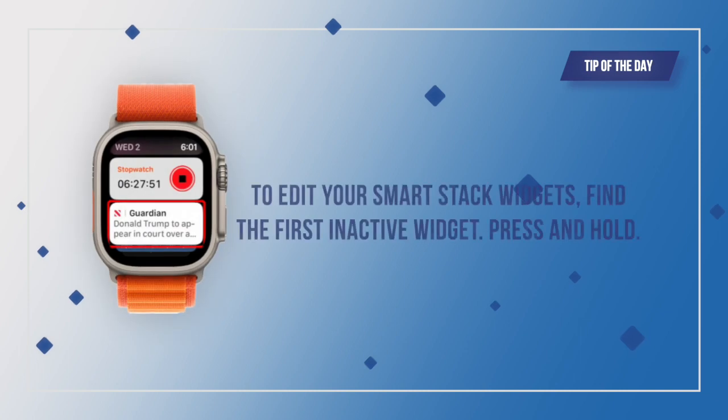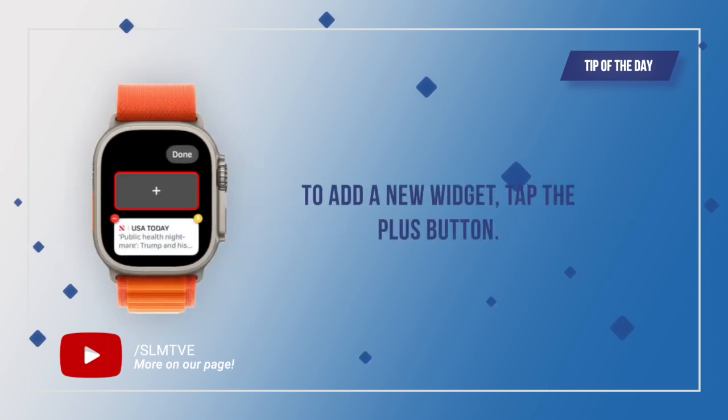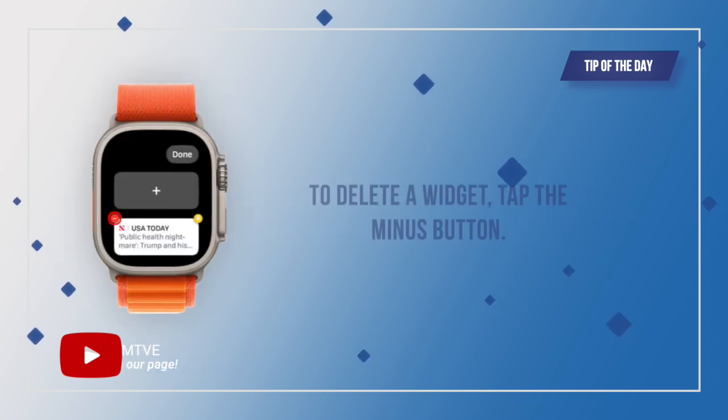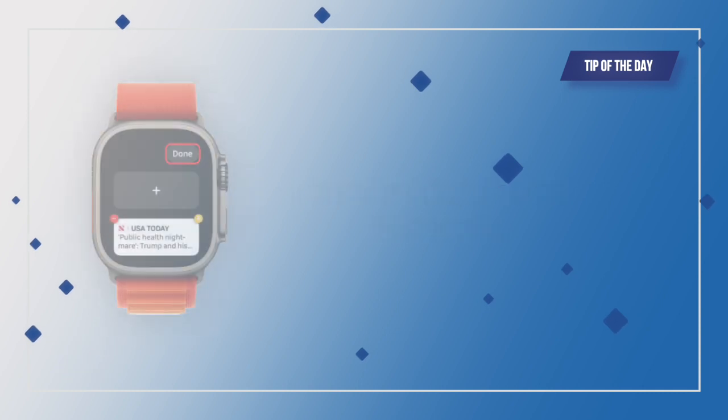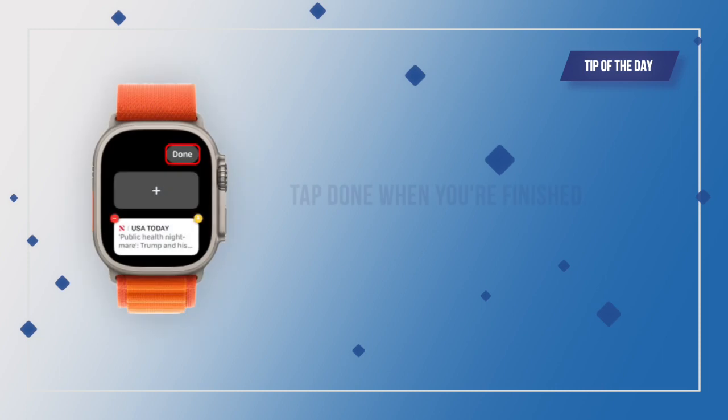To edit your Smart Stack widgets, find the first inactive widget. Press and hold. To add a new widget, tap the plus button. To delete a widget, tap the minus button. Tap the pin button to pin a widget to the top of the stack. Tap Done when you're finished.